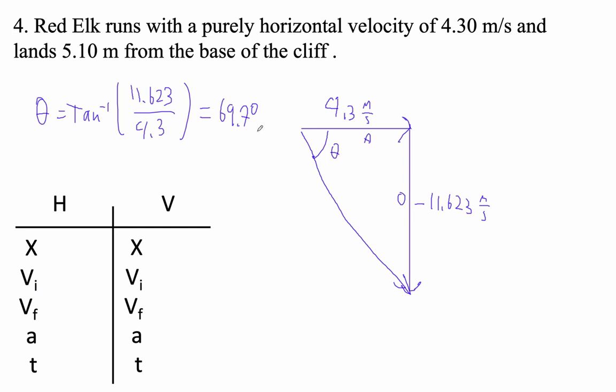Did we get it right? Oh, yeah, we're good. But we still have to figure out the magnitude. The speed is the magnitude, so it's the square root of 4.3 squared plus 11.623 squared. I'm actually going to use the whole number and square that, and I had to put it in parentheses. I'm getting 12.4 meters per second.